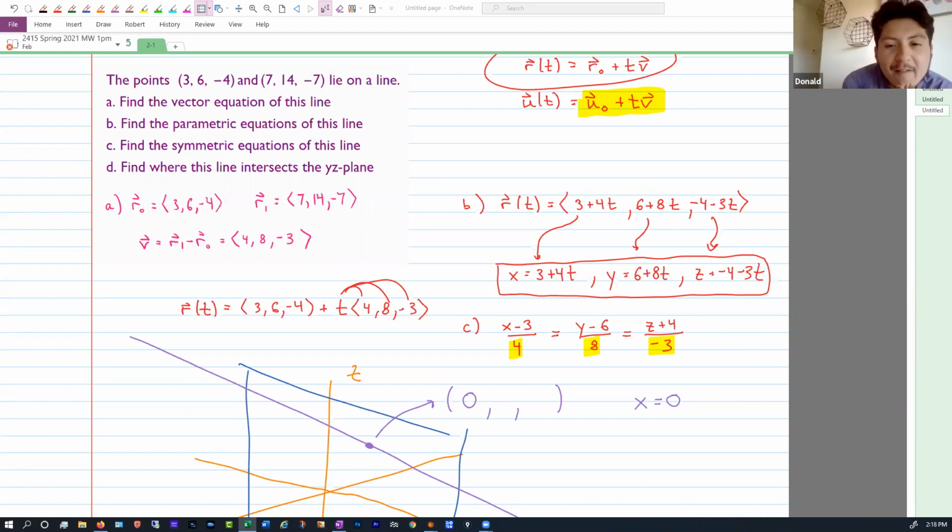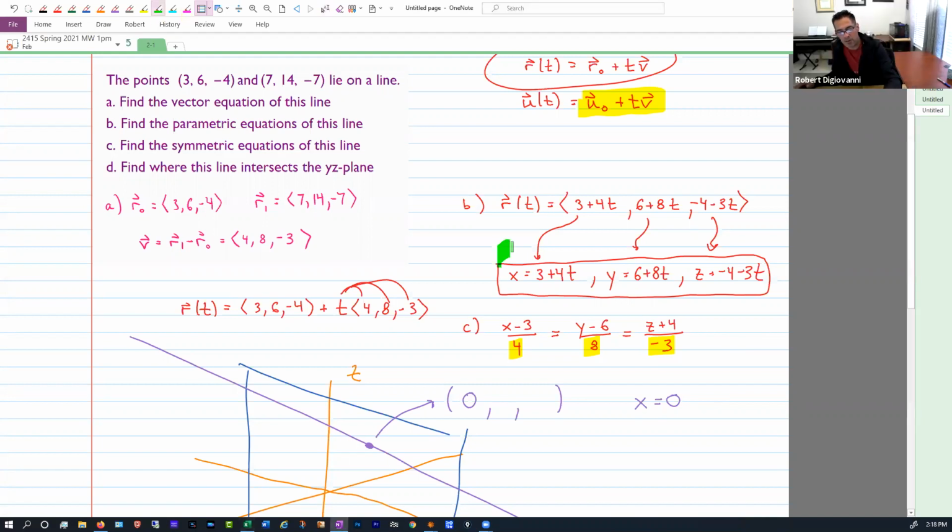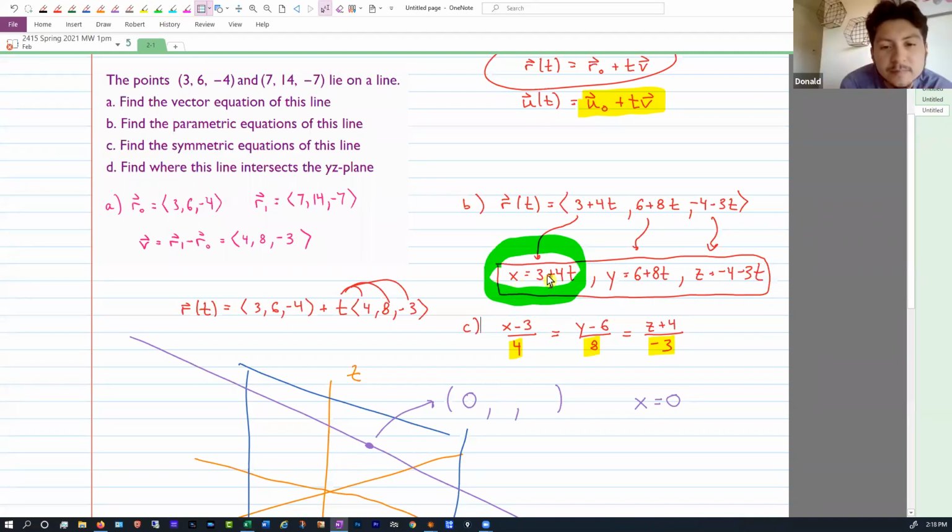Parametric? Would it be parametric? X is 0? X is 0, yes. The parametric. So if we look at the parametric, this first equation right here, if I know that x is 0, then I can solve for t. And if I know what t is, then I can put that here and here, and I know what y and z are, right? So that's the key. You have to make that connection.